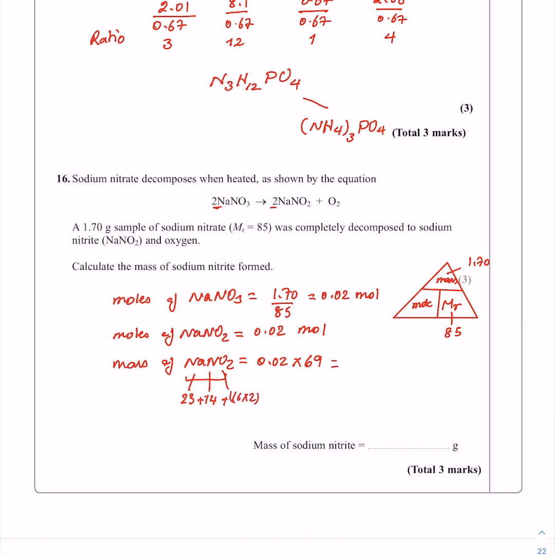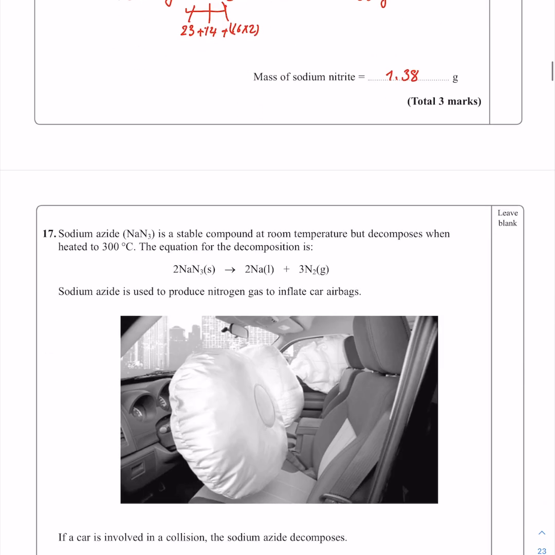طيب 0.02 by 69 give you 1.38 gram. يبقى الفاينل answer 1.38 gram.